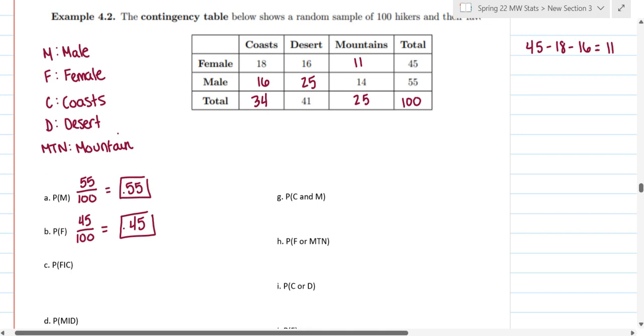All right, C, probability of female given the favorite location is the coast. So what's the denominator there? 34, good. So 34 total, like the coasts, and then out of that 34, how many are female? 18. So then 18 divided by 34 is going to be what? 0.529.